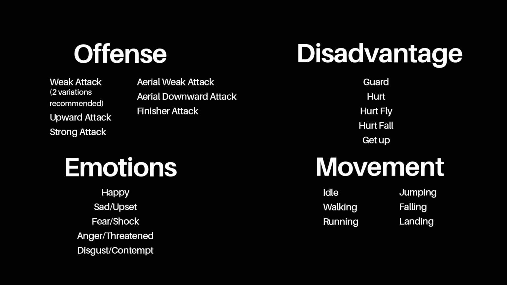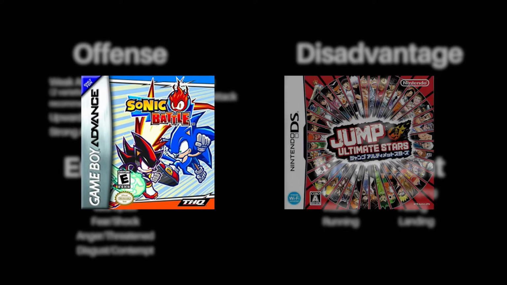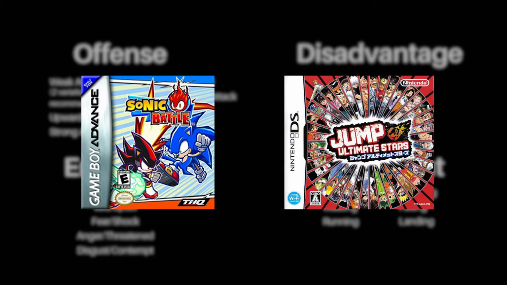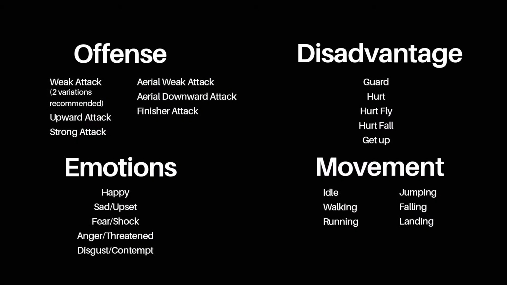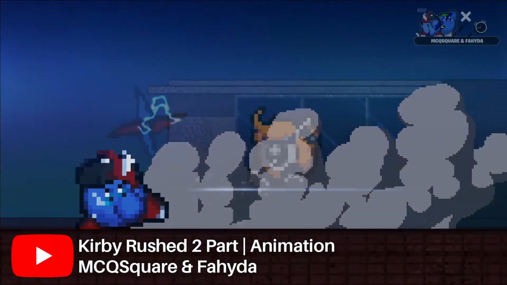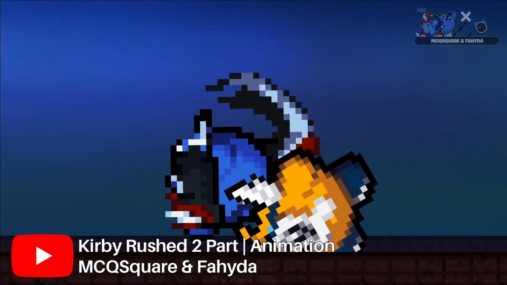For the movement of fighting poses, I reference Sonic Battle and Jump Ultimate Stars, as these two are known for having just enough for a sprite animator. The offense poses allow for variability of impacts through the use of weak, strong, and finisher attacks. Upward attacks allow transitions from ground combos to air combos, and the reverse is achieved with aerial downward attacks.